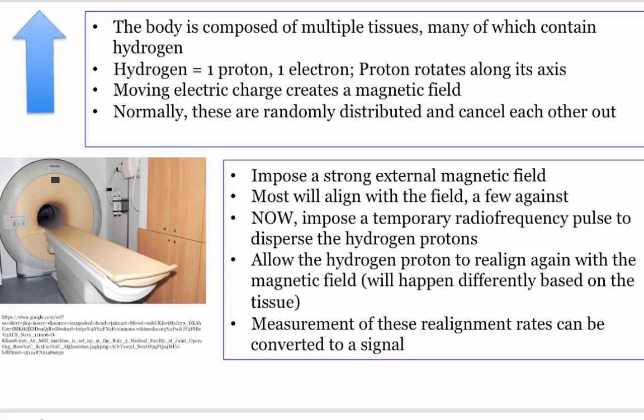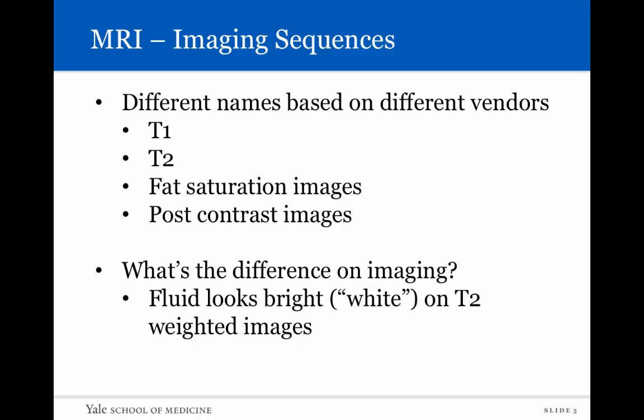Again, remember that the hydrogen proton is like a little electric charge, and as it moves back to its equilibrium with the strong external magnetic field, it will create an electric charge, and this can be measured. And once we measure these electric charges, we can convert that to a signal that gives us the MRI images. So the basic measurements that we make result in T1 and T2 weighted sequences.